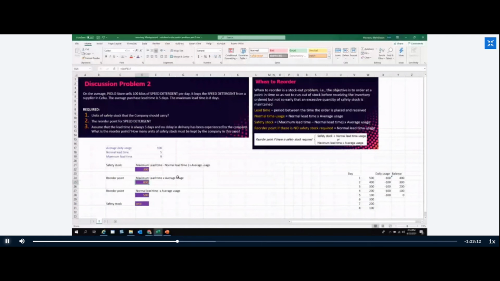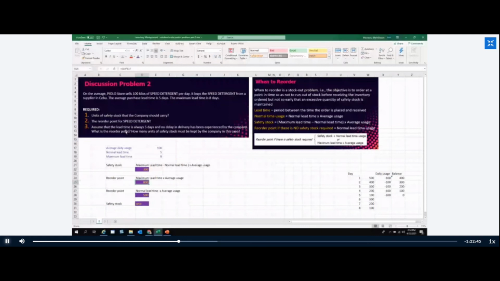Number three, assume that the lead time is always 5. Ito ha, sa number three, merong another assumption, no? So sabi, palagi daw 5, walang delay ever, parang ganun, no? So magkano yung reorder point? So sabi natin, kung walang delay and there's only the normal lead time of 5, walang safety stock needed, no? So how to compute that?